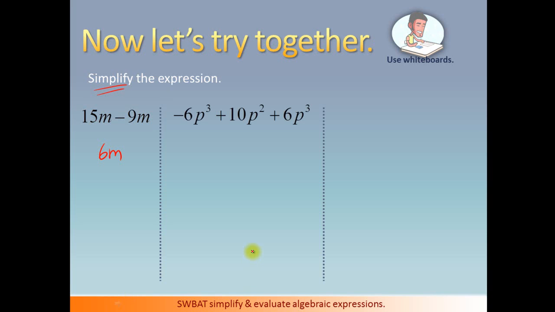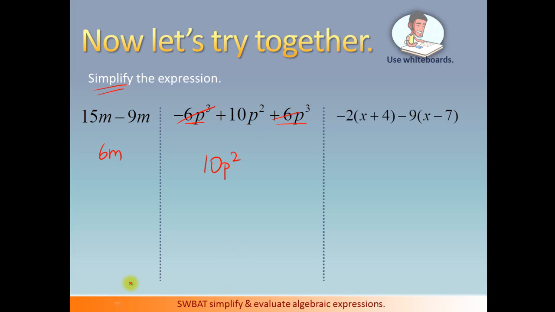Look for like terms. Let's see, I've got a p to the third. There's another p to the third. So these two are like terms. Look at the coefficients. Negative 6 plus 6, that gives you 0. So the only remaining term left is 10p squared, and that is my simplified answer.